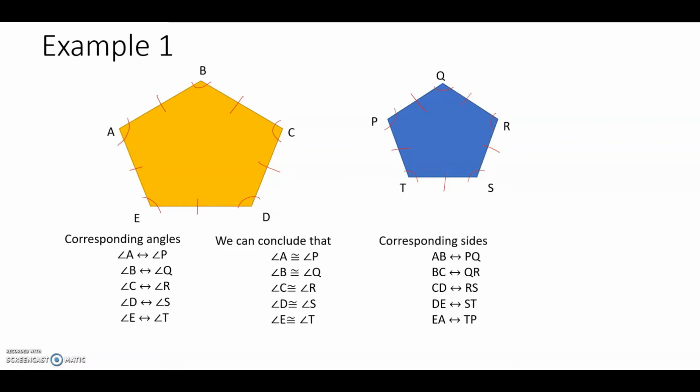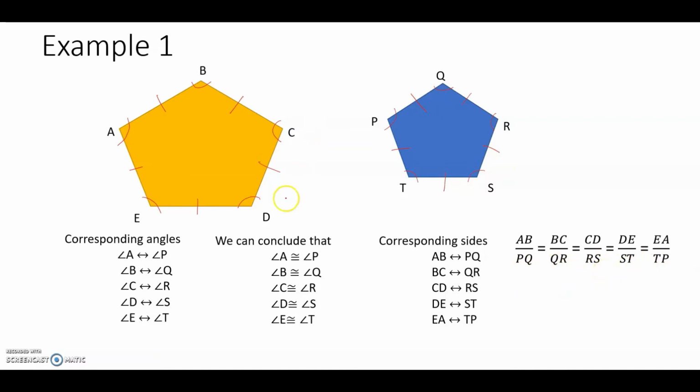Now for these sides to be proportional, as stated in the conditions, you have to write it in a proportion, like this one. We have AB is to PQ equals BC is to QR equals CD is to RS equals DE is to ST equals EA is to TP. So this is now in the form of a proportion.